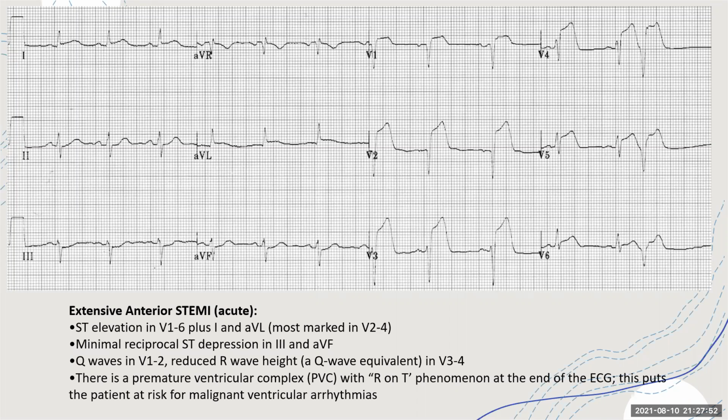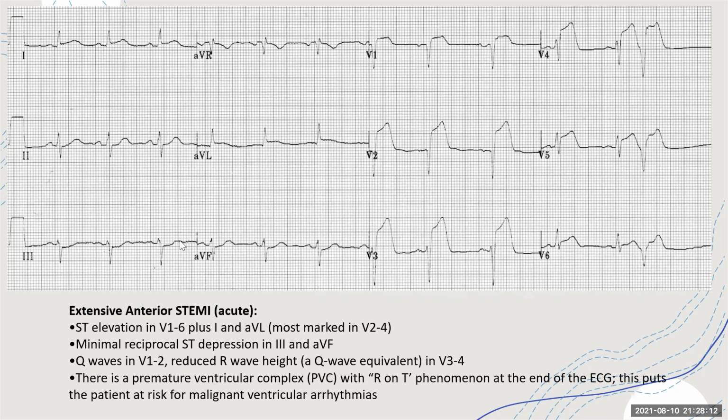That is called the reciprocal change. Reciprocal change means that in one leads you find ST elevation, and in the other leads you find ST depression. Now they are saying in anterior wall MI, in lead 3 and lead AVF, we can see ST depression. Now look at here. This is lead 3. So this lead 3 is showing ST depression. Here also it's showing ST depression.